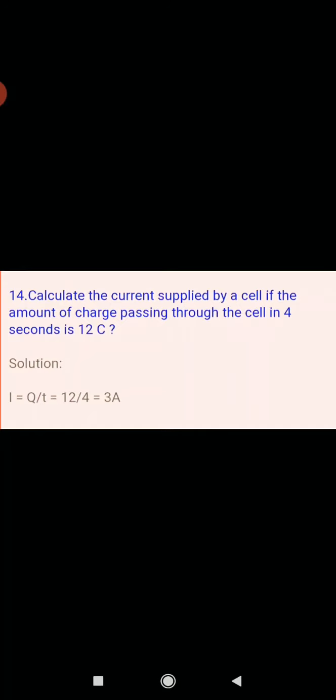So what's the formula connecting current, charge and time? I is equal to Q by T. Q is given 12, T is given 4. So substituting, I is equal to Q by T is equal to 12 by 4. 12 by 4 is equal to 3. So what's the unit of current? It is ampere. So finally I is equal to 3 ampere.